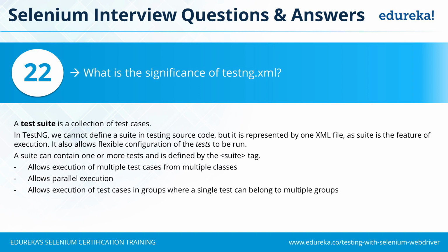So what exactly is a testng.xml file? For executing your test cases in a suite, that is a group of test cases, you'll have to create a testng.xml file which contains the name of all the classes or methods which you want to execute as part of that particular execution flow. So a test suite is a collection of test cases defined in the testng.xml file. In TestNG, we cannot define a suite in the source code. You cannot do it in the Java file or Perl or Python file. You'll have to define a separate XML file to do that. It is represented by one XML file.